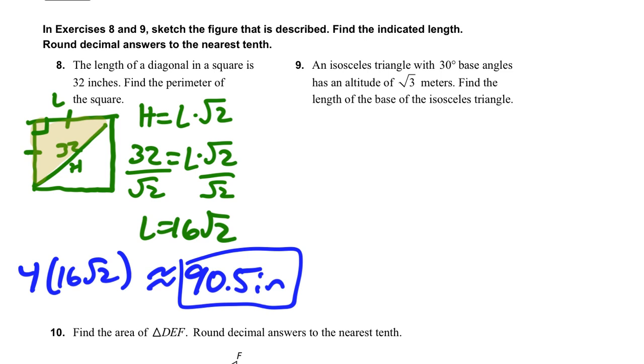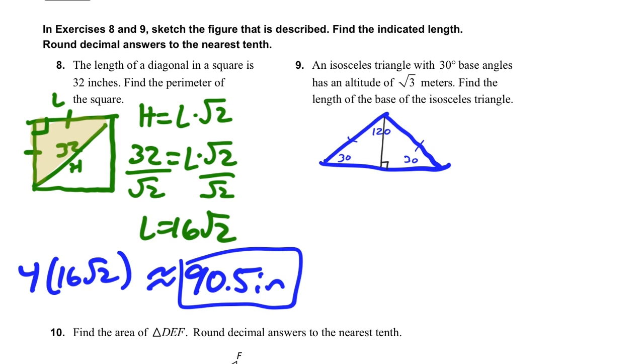Now, an isosceles triangle with a 30-degree base. So isosceles triangle. So this is 30. This is 30. That's a total of 60, which means this whole angle up here is 120. Has an altitude. Remember, altitude is where you take from the top and you're going to go straight down to make it perpendicular.